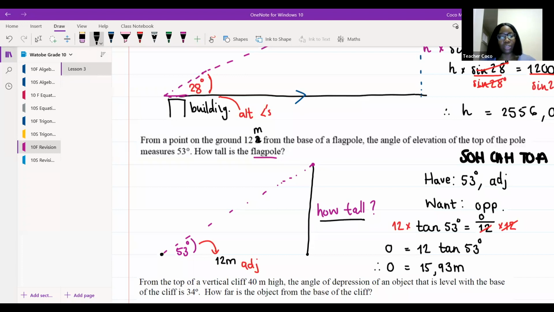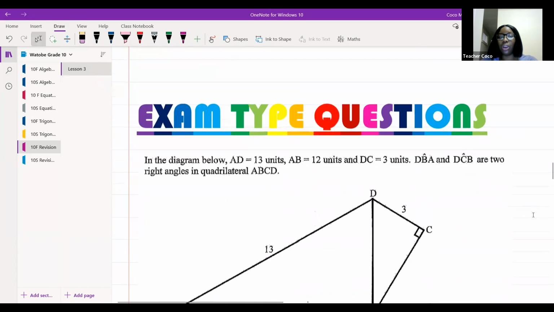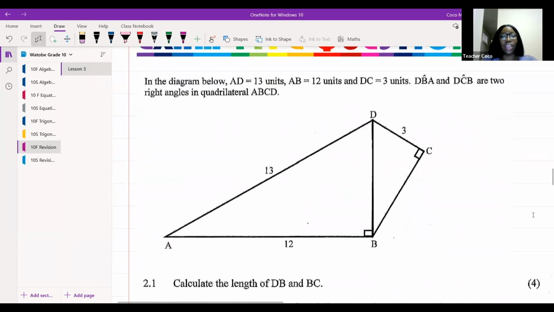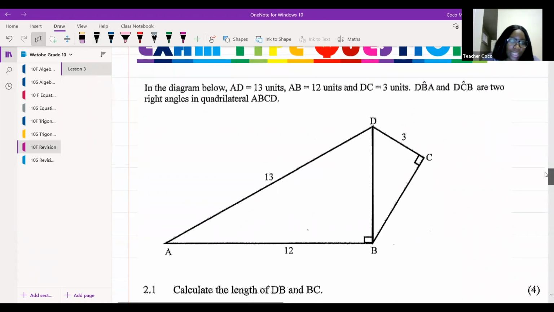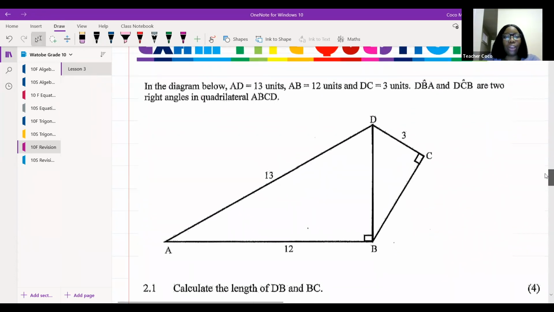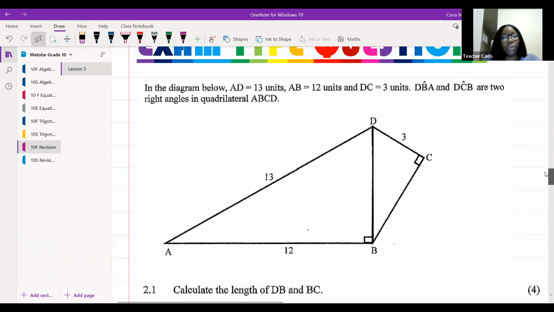Loving it. Awesome stuff. All right, so let's go ahead and have a look at an exam question. This question that we're about to look at comes straight out of a grade 10 exam paper. I want us to recalibrate and think about what exactly is happening over here.